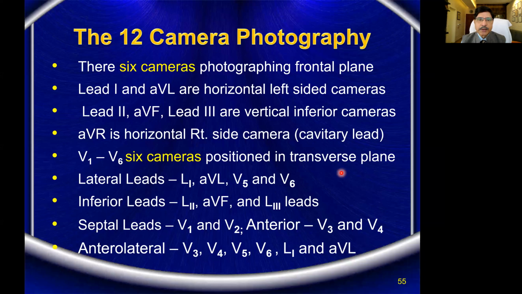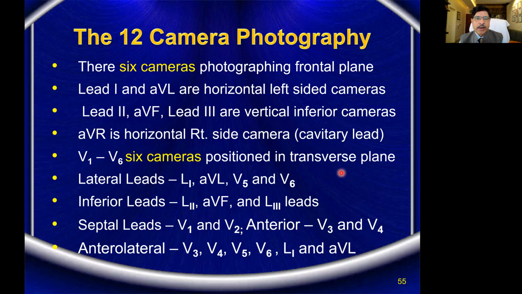Let us look at that. The six cameras: lead 1 and AVL are the horizontal leads, left-sided leads. Lead 2, AVF and lead 3 are vertical or the inferior cameras. AVR is the right-sided camera, a cavitary lead. V1 to V6, six cameras, are positioned in the transverse plane. In the previous diagram, we understood the frontal plane. Now we are going to understand the transverse plane.